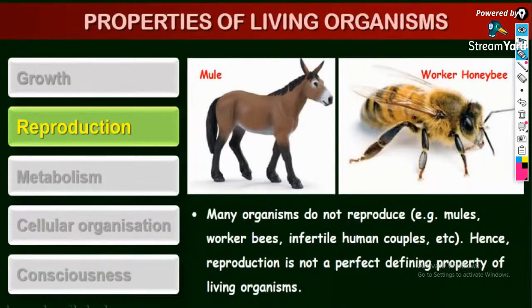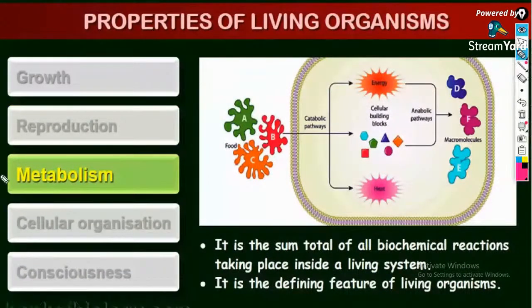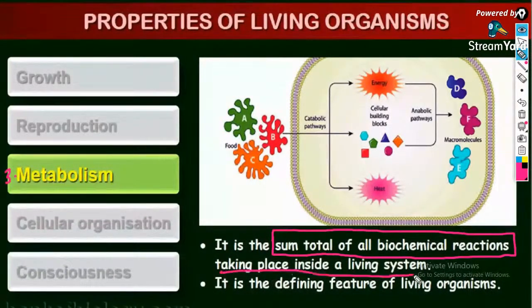So reproduction can never be considered as a defining property of living organisms. Third one is metabolism. What is metabolism? This definition is very important for your board exams. Metabolism can be defined as the sum total of all the biochemical reactions taking place inside a living system.